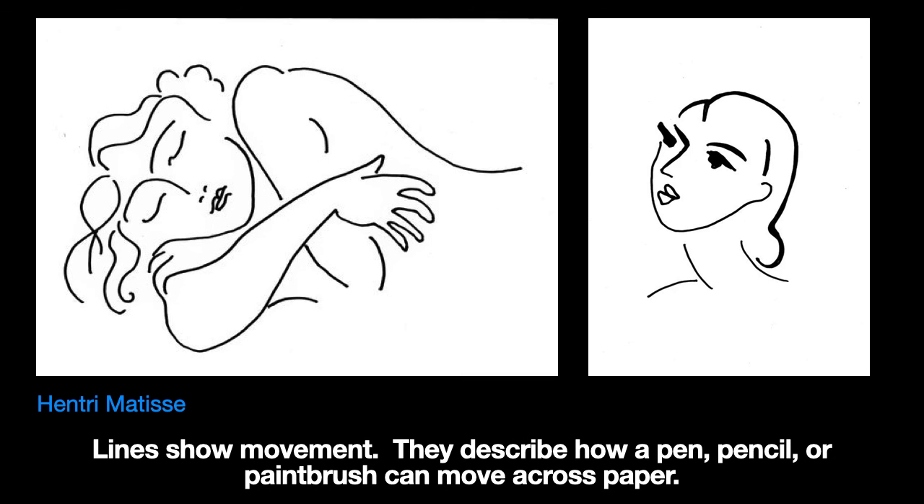The word line actually means to show movement. A line describes how a pen, pencil, or paintbrush can move across the paper. You can follow the line of her shoulder as it bends down and curves across her back. The line actually shows movement to drawing.